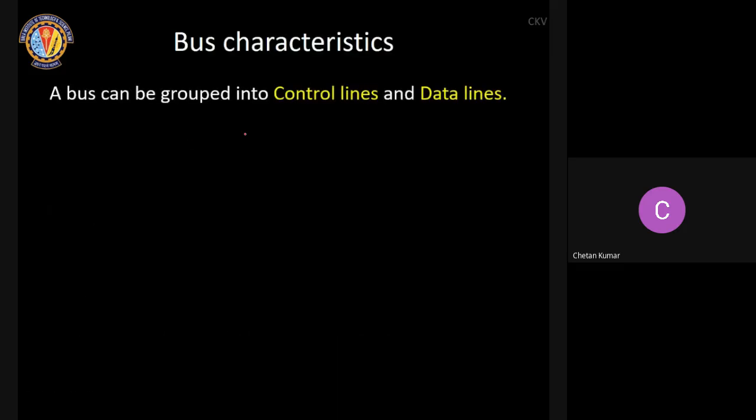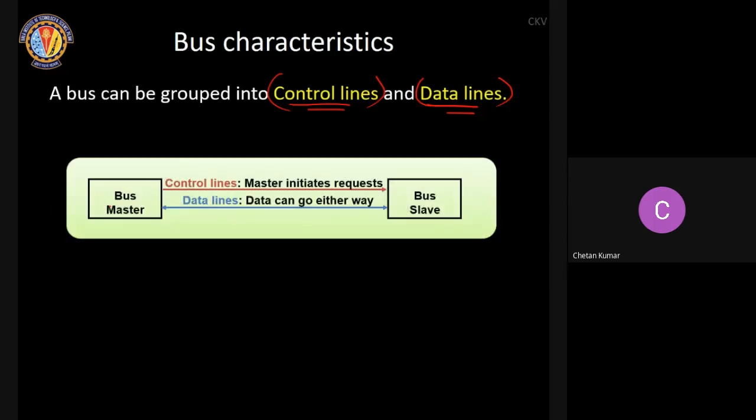So coming to the bus characteristics, a bus can be grouped into two parts. It's not just data lines, as I said. It also has some lines for having a correct communication, which are called control lines. Normally you have a bus master, most of the times a processor, and a bus slave, which is most of the times the IO or another unit which is connected to the processor.